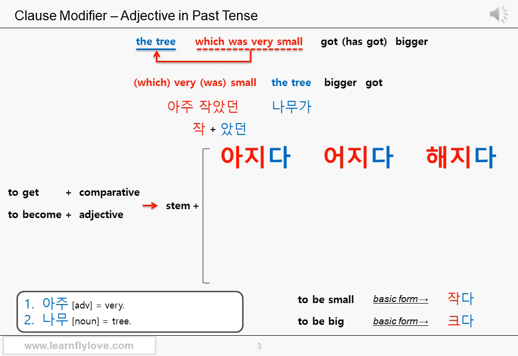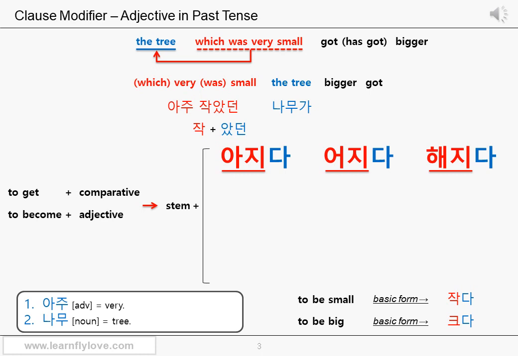아지다, 어지다, 해지다. We are not going to use the 다 sound anyway. Therefore, 지 sound is the common part. And the same rule that we used when we add 어요, 아요, or 해요 sound to the stem of a verb or an adjective applies here too. You'll know what it means. So when the stem has a or o vowel, we use 아지. When the stem has the rest of the vowels, we use 어지. When the adjective has 하다 part, we use 해지 sound.